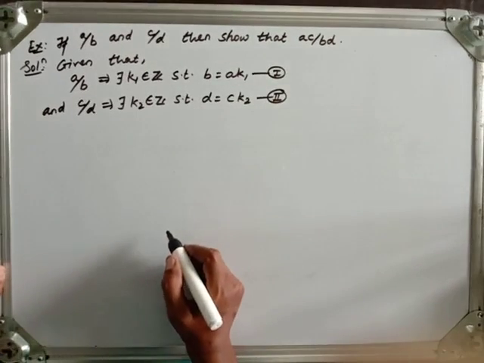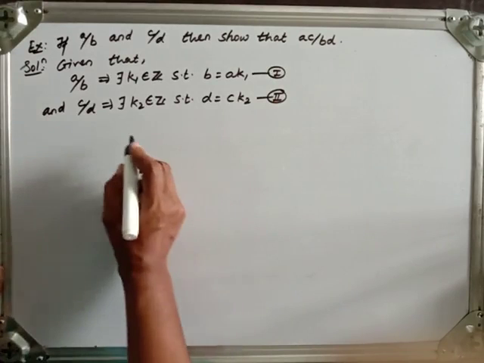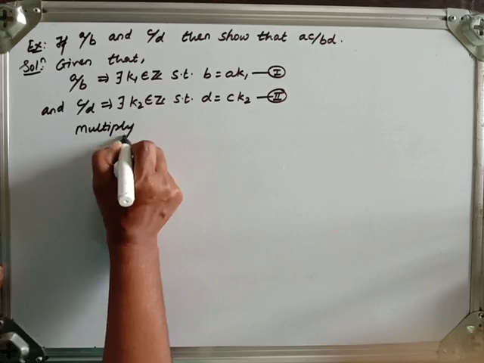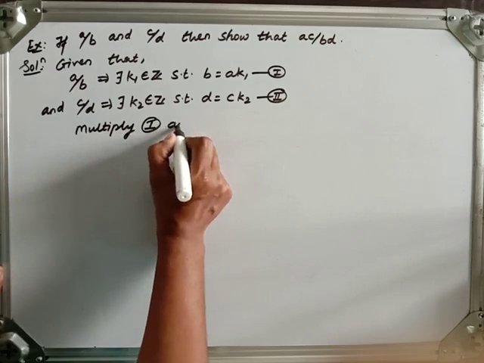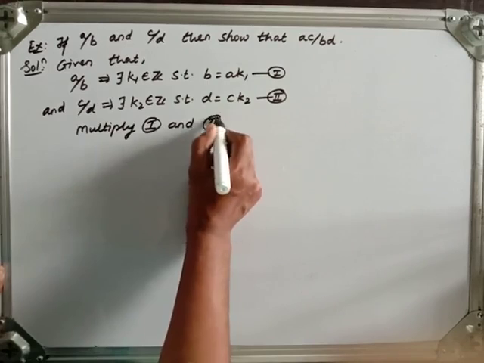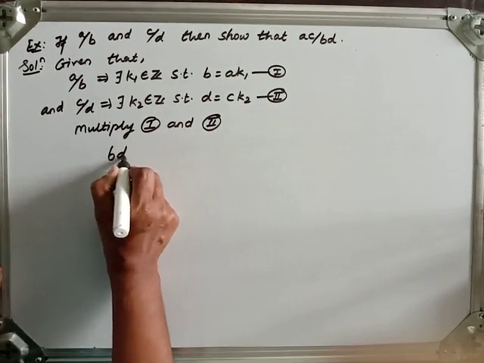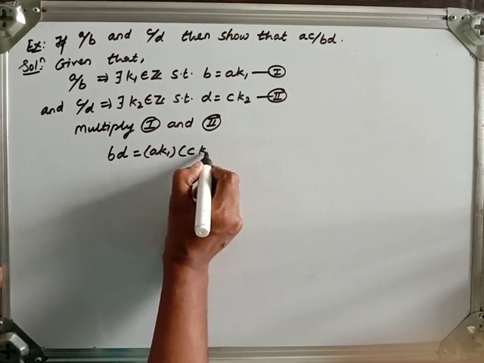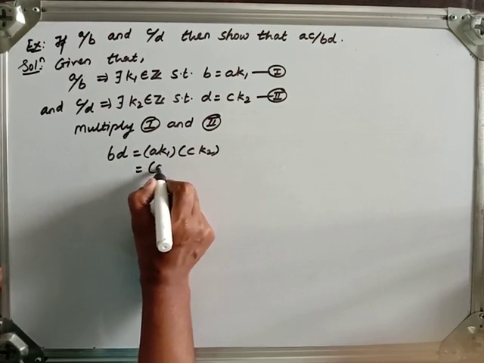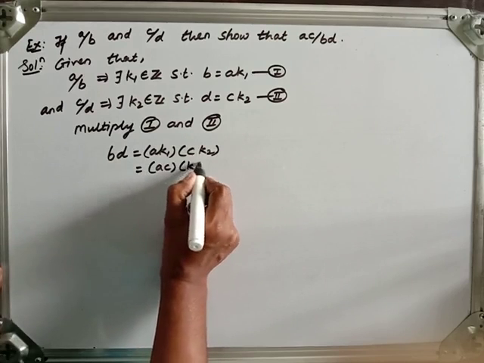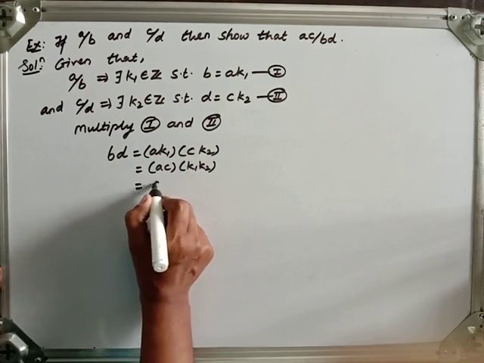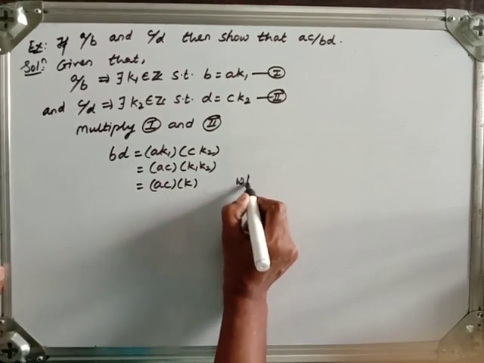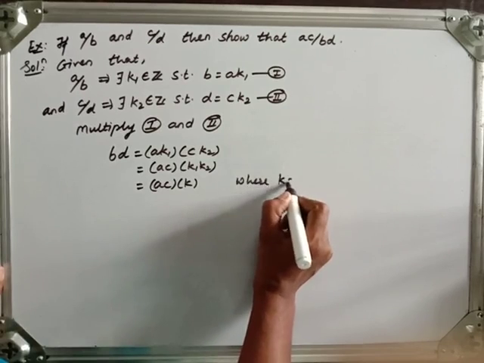Now let us take a product of equation 1 and 2. Multiplying 1 and 2, we get left hand side will be B into D and the right hand side is A k1 into C k2. So it will be AC into k1 k2. That is equal to AC into k, where k is k1 into k2.